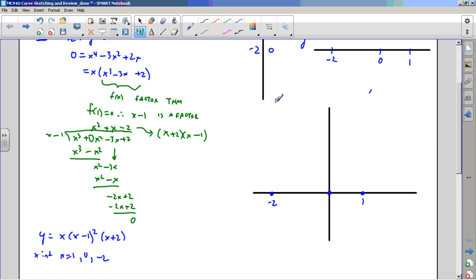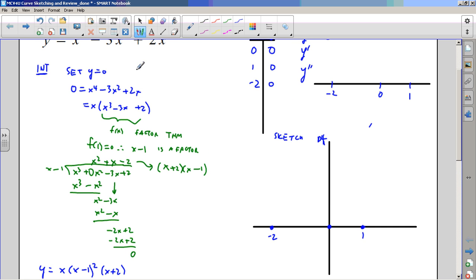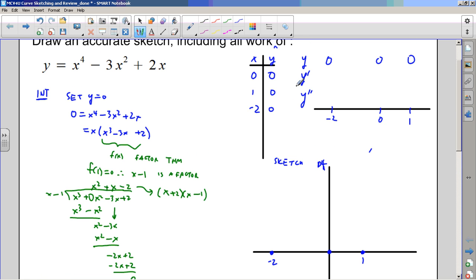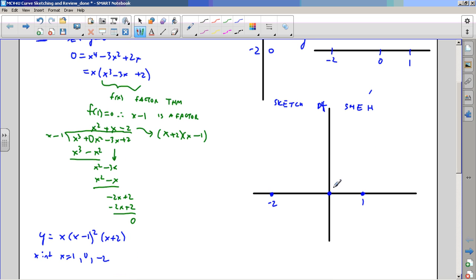The sketch, degree 4, starts high, ends high. Starts high, ends high, and I can do a pretty good sketch of this right away, knowing that there's a bounce there. So it starts high, ends high, goes something like this.